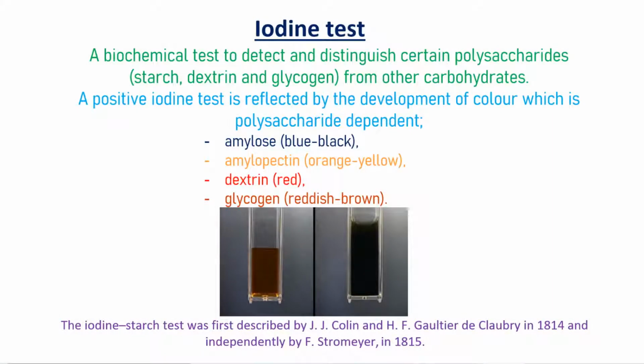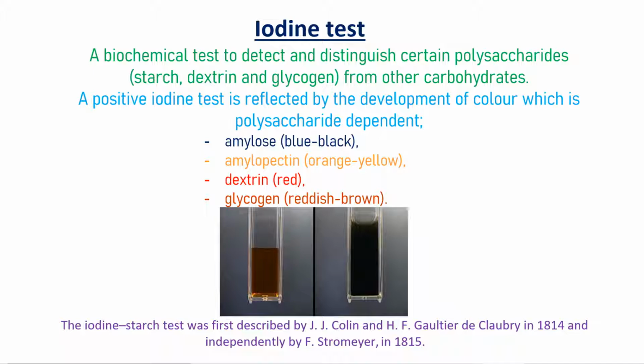The iodine test is a biochemical test to detect and distinguish certain polysaccharides such as starch, dextrin, and glycogen from monosaccharides, disaccharides, and polysaccharides such as cellulose and chitin. A positive iodine test is reflected by the development of color which depends on the type of polysaccharide. Amylose gives blue-black color, amylopectin gives orange-yellow color, dextrin gives a red color, while glycogen gives a reddish-brown color.